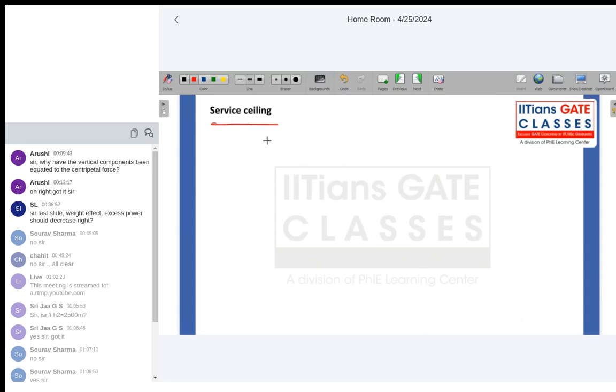For piston engine aircraft, this altitude is at which rate of climb is just equal to 100 feet per minute, which is equal to 0.5 meter per second. When the rate of climb is equal to 0.5 meter per second or 100 feet per minute, that is the maximum altitude you can fly a piston engine aircraft.